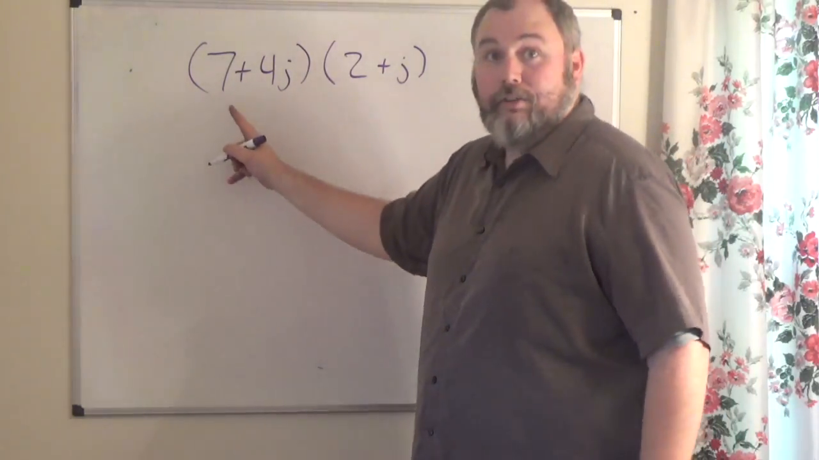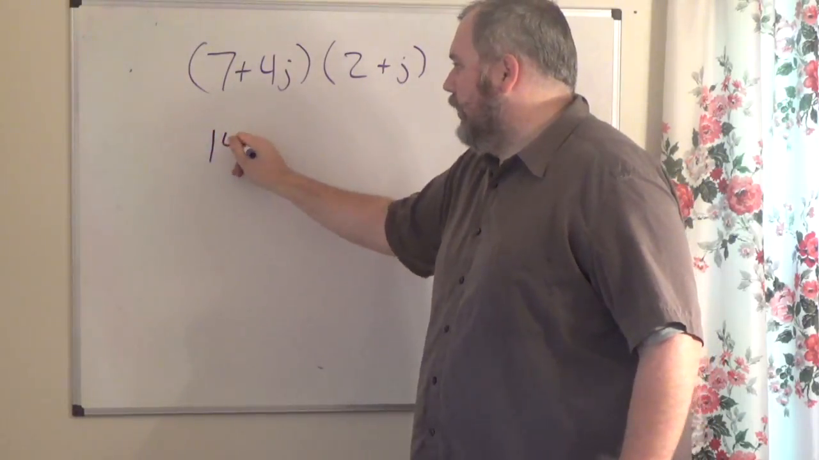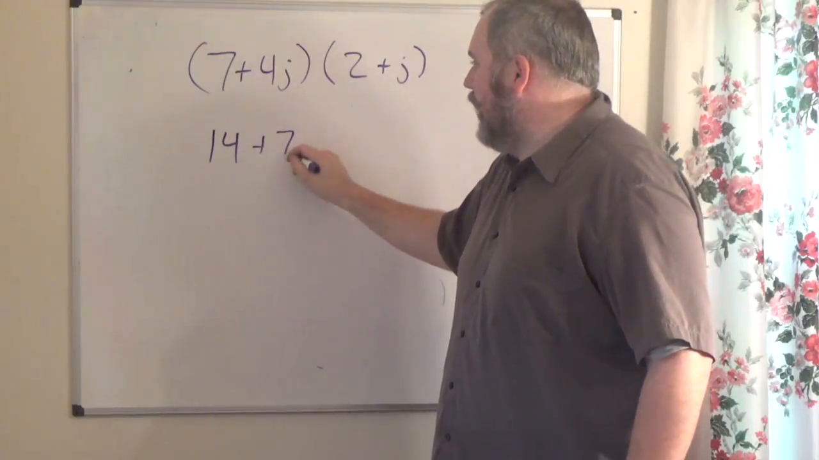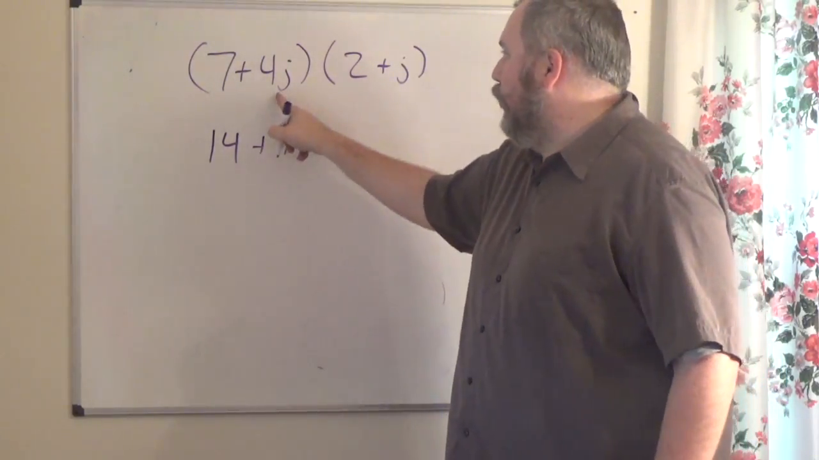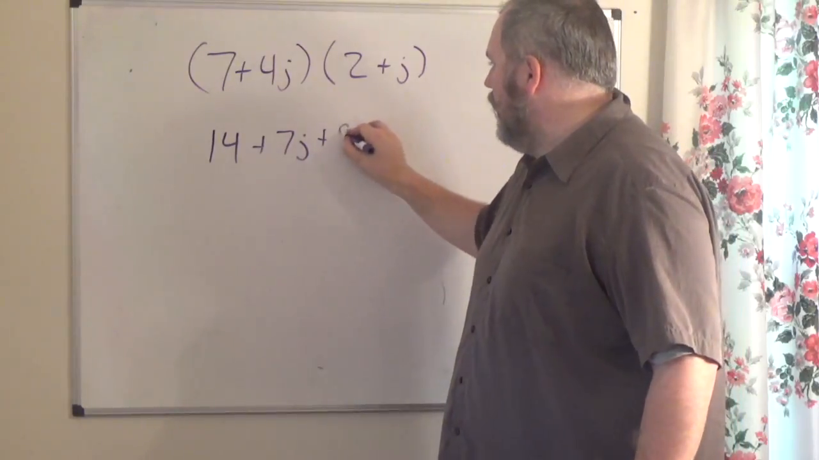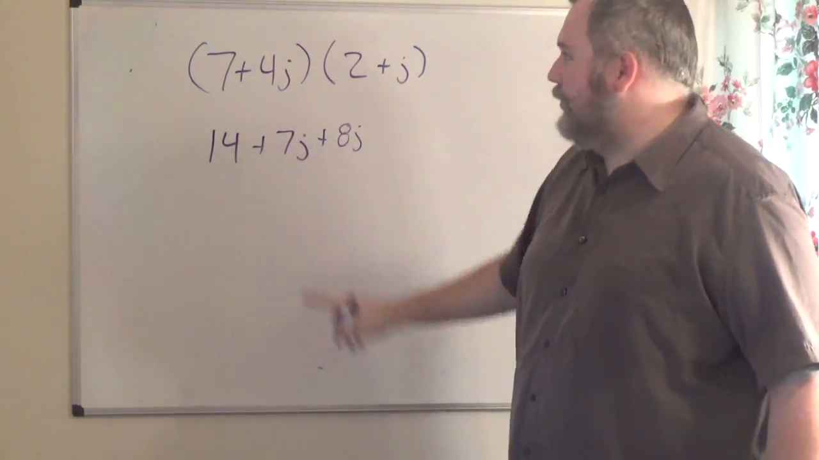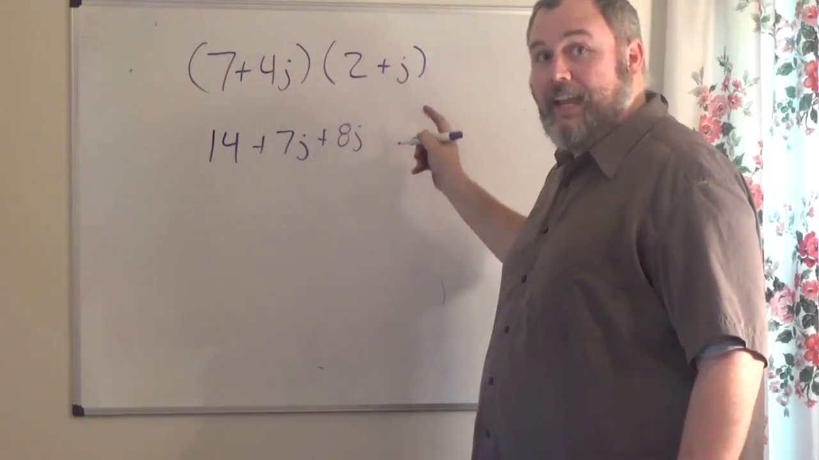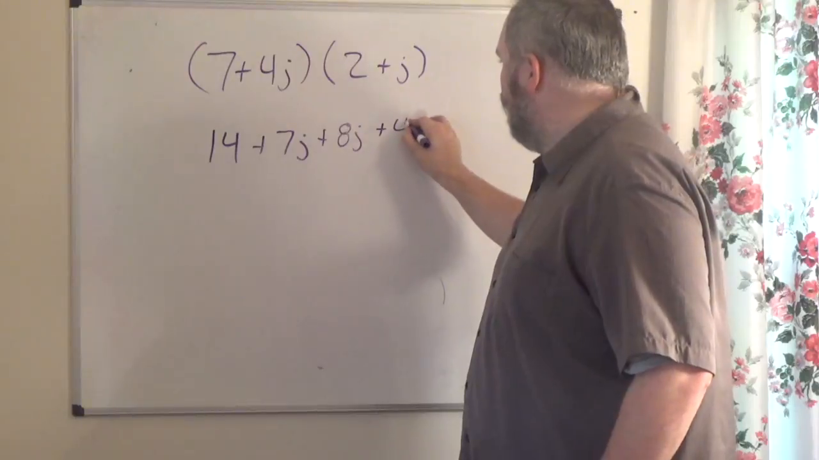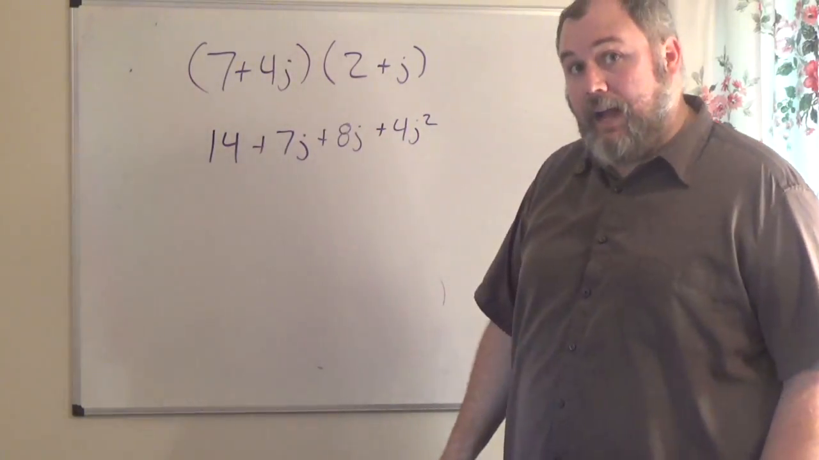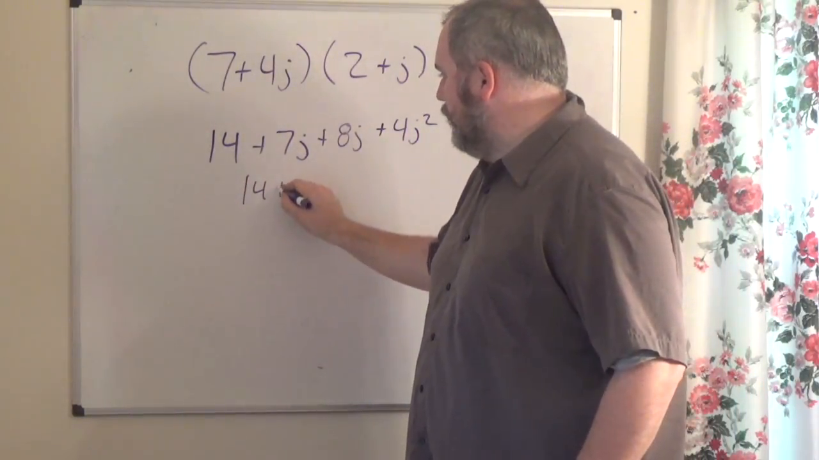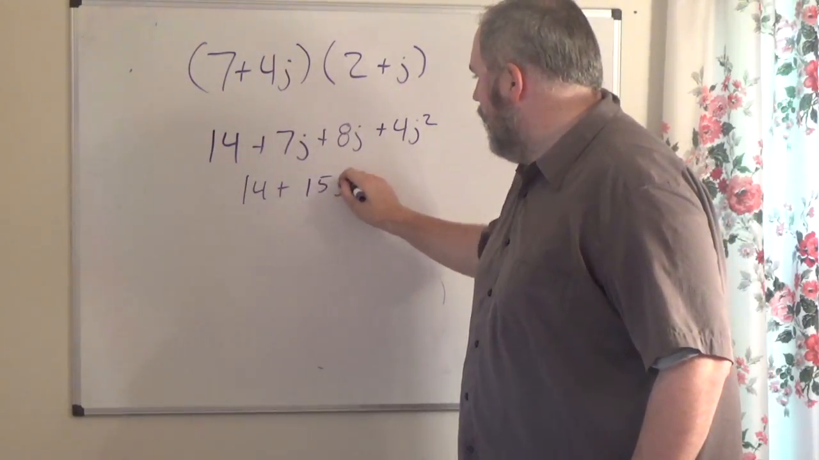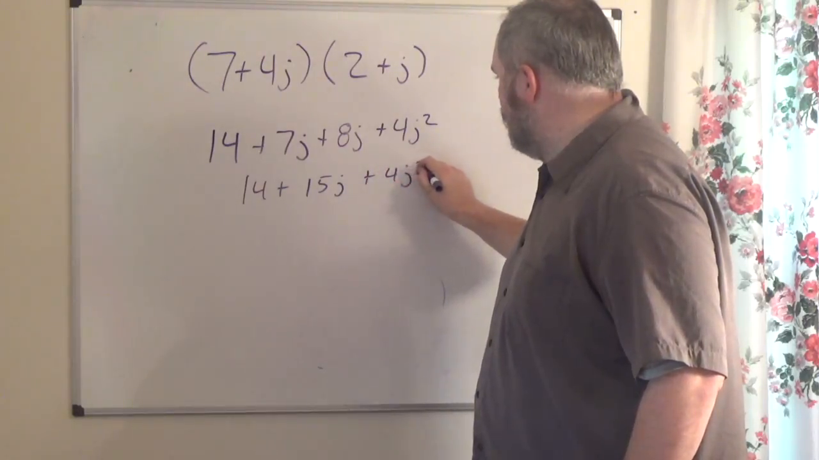Okay? So first, 7 times 2 is 14. Outer, 7 times j gives me plus 7j. Inner, 4j times 2 gives me 8j. Last, 4j times j gives me 4j squared. Combine like terms. 14 plus 15j plus 4j squared.